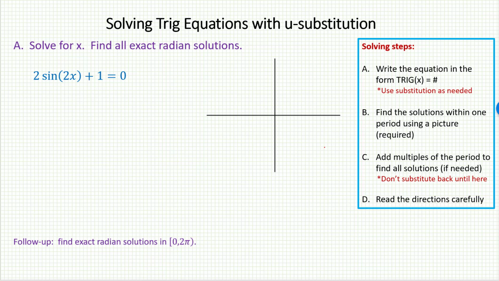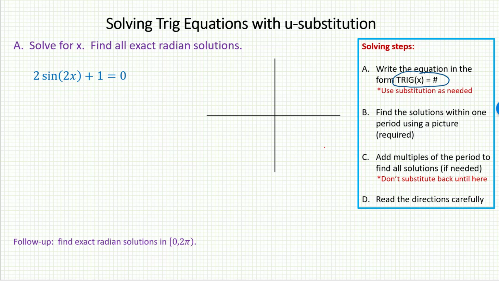Solving trig equations with u-substitution. So remember the first step in our solving process. We have to get the equation to look like this: a single trig function, a single variable, an equal sign, and a number. Well, what are we going to do if the item we have in here is not just a single variable? That's where u-substitution comes into play.